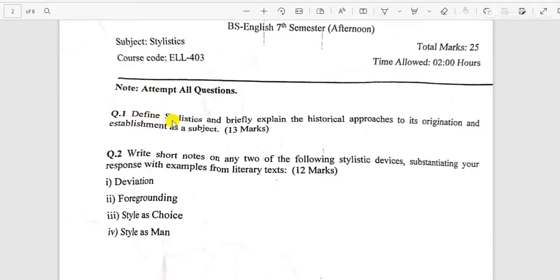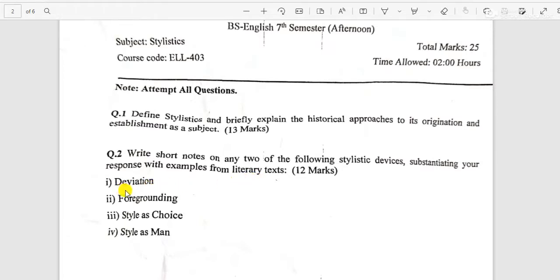Question number 1. Define stylistics and briefly explain the historical approaches to its origination and establishment as a subject. And question number 2 is, write a short note on any two of the following stylistic devices. Substantiate your response with examples from literary text.